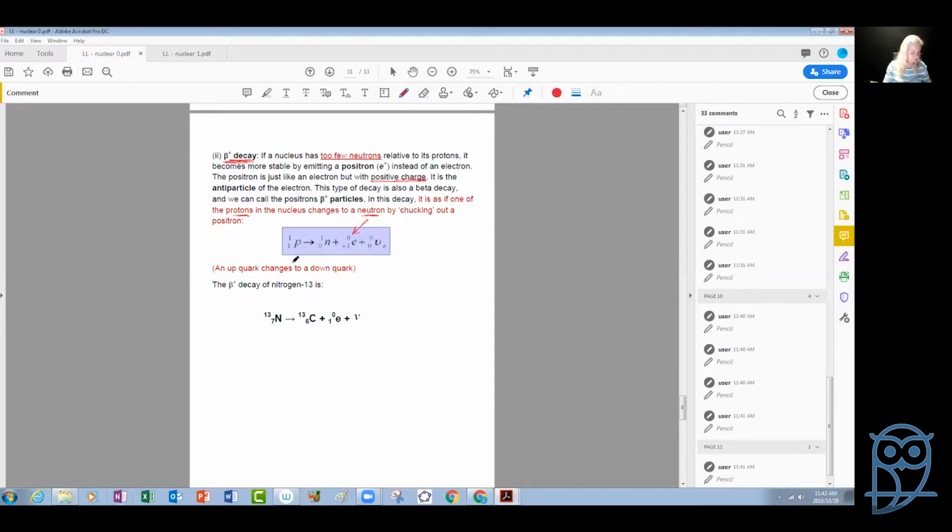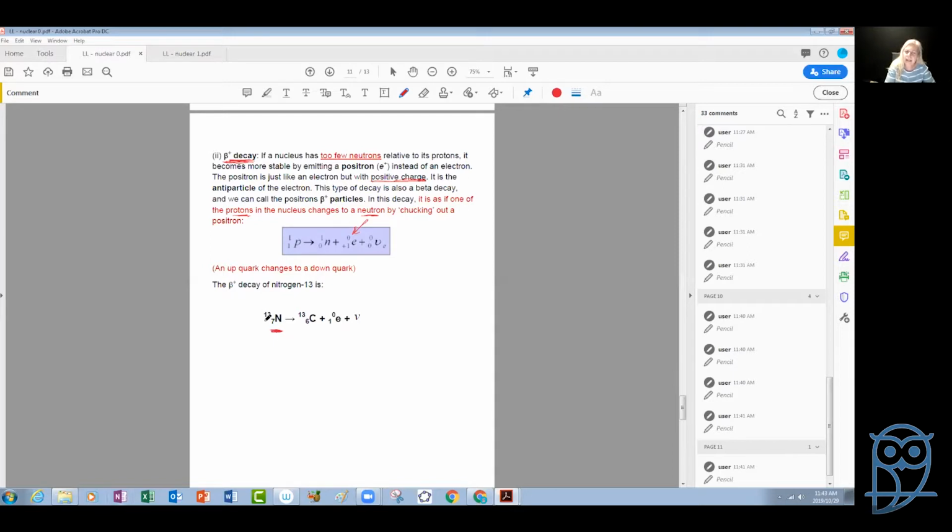So, what do we have here? Let us see, okay, this is a positron emission, where a proton from a nucleus changes to a neutron to increase the number of neutrons by kicking out a positron. And what type of nuclide can we use as an example? Here we have nitrogen-13. It's a type of nuclide that is most likely to undergo beta plus decay.